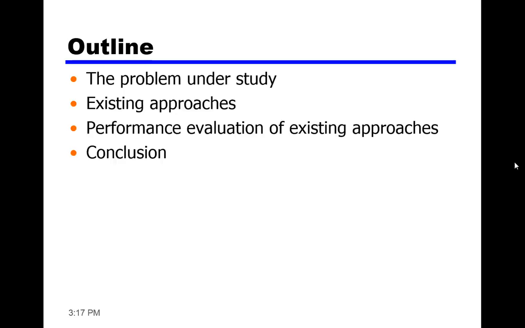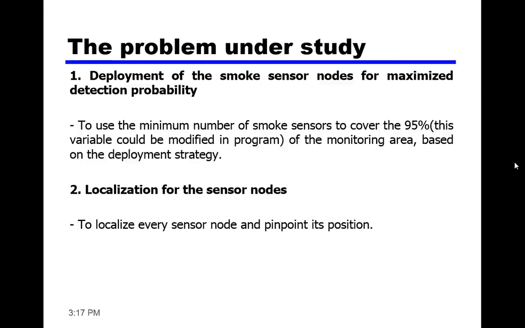There are 4 parts in my presentation as required. There are several programs in my project. They are mainly to solve 2 problems accordingly. The first problem is the deployment of the smoke sensor nodes for maximized detection probability. To be specific, in this project, I use a minimum number of smoke sensors to cover 95% of the monitoring area based on my deployment strategy. The second problem is the localization of these sensor nodes.